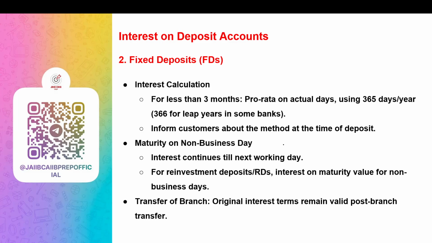Banks usually calculate interest using 365 days in a year. Some use 366 in leap years. So if a 2-month deposit is made, interest will be calculated for the exact number of days and not months. Banks must tell depositors how they calculate interest at the time of accepting the deposit.